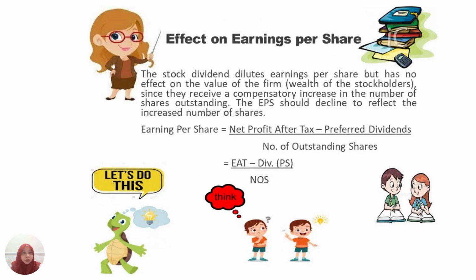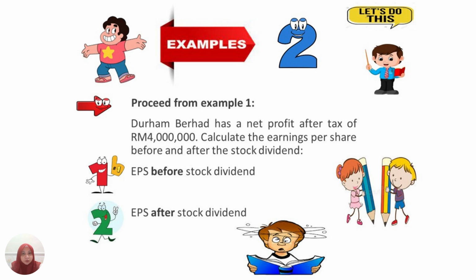Now, we proceed with the calculation of effect on earning per share. The stock dividend dilutes earnings per share but has no effect on the value of the firm or the wealth of the stockholders, since they receive a compensatory increase in the number of shares outstanding. The earning per share should decline to reflect the increased number of shares. Earning per share equals net profit after tax minus preferred dividend divided by number of outstanding shares.